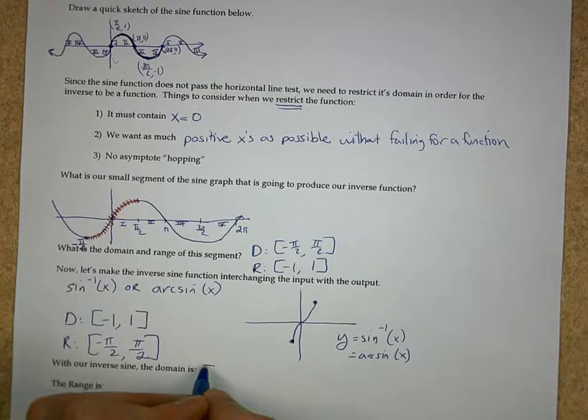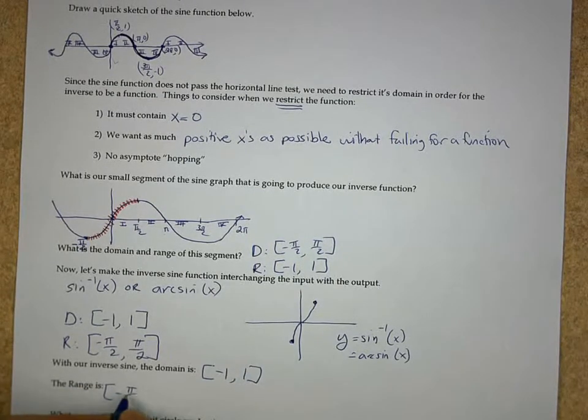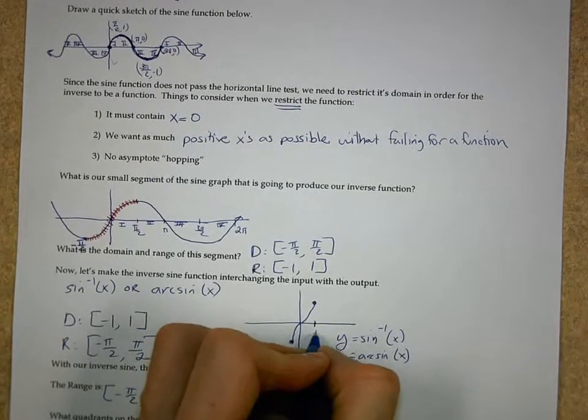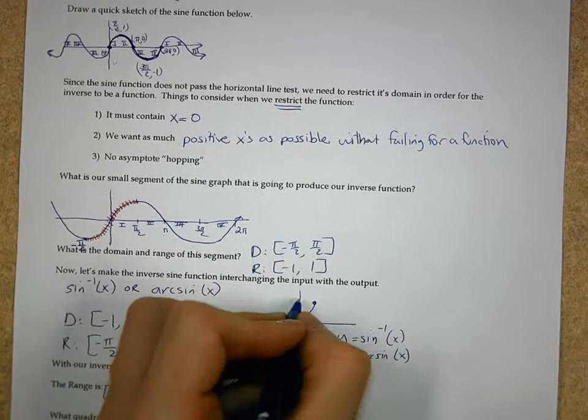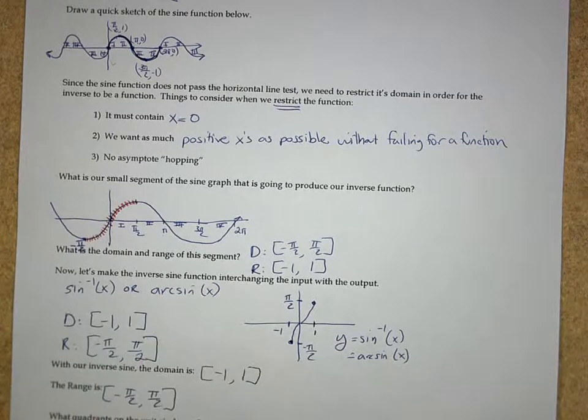As I said, the inverse sine of the domain is going to be -1 to 1. The range is going to be -π/2 to π/2. So here is going to be the point 1, there's -1, up here is π/2, and then down here would be -π/2.